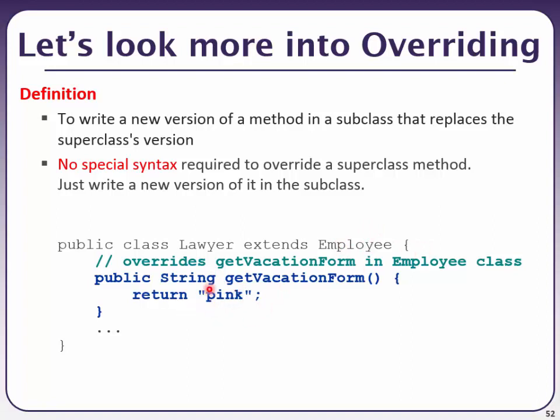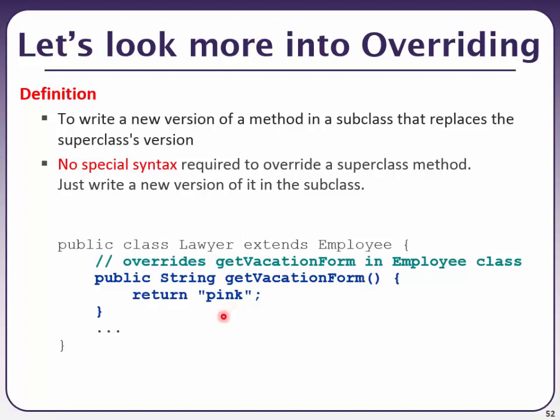Doesn't matter, okay? I'm overriding the behavior so that if I have an object of class lawyer and I ask get vacation form, I'm going to get the correct color. If I have an object of class employee, my code will still ask get vacation form from that object, and it will get, for example, the color blue for a traditional employee.